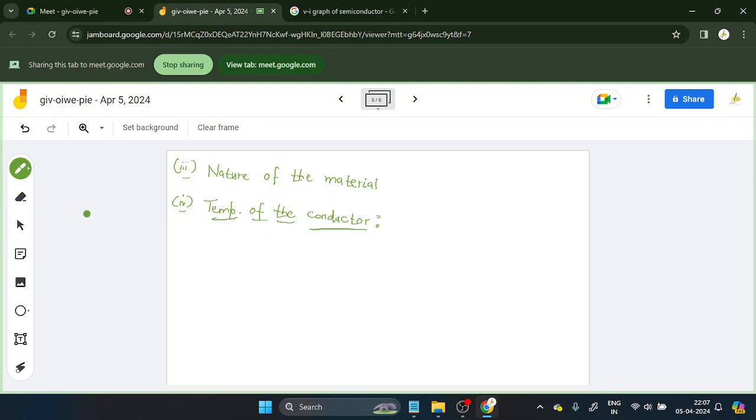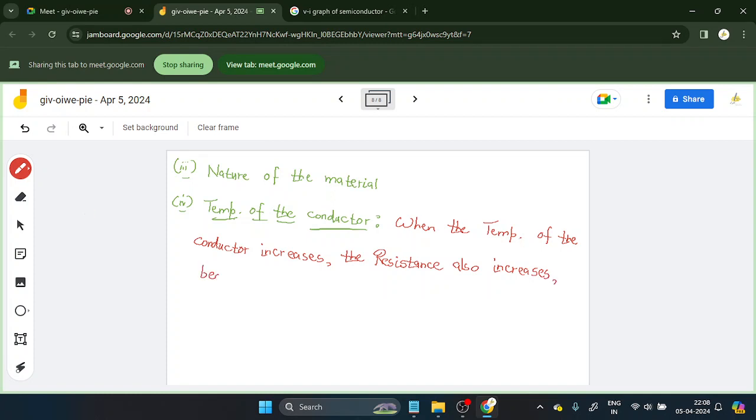What happens when the temperature is increased? Very important point I am writing here: when the temperature of the conductor increases, what will happen? I just told you. Yeah, the resistance also increases. Why does this happen?